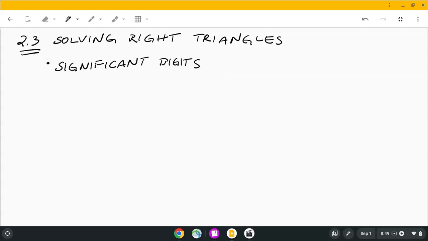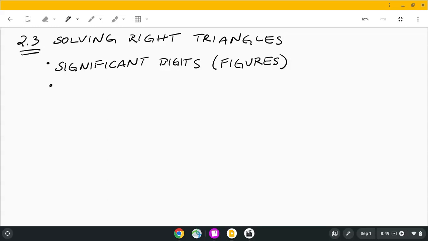Okay. Significant digits, or maybe you've seen it called significant figures. I'm going to use figures because that way we can just shorten it to sig fig. If we can get it to write. Okay. AKA sig fig.